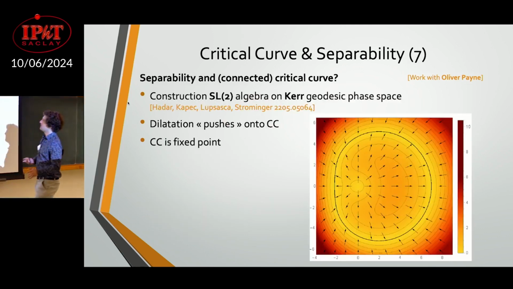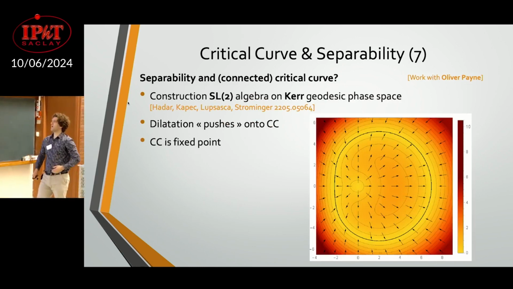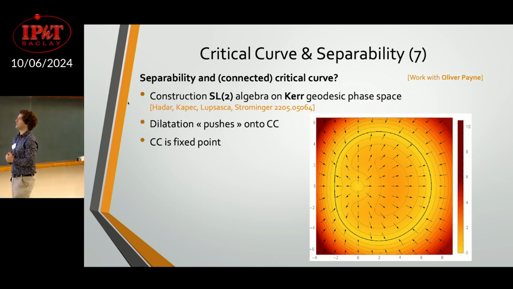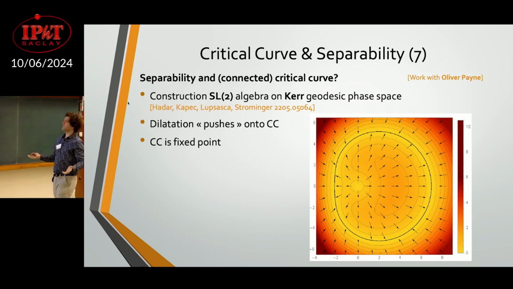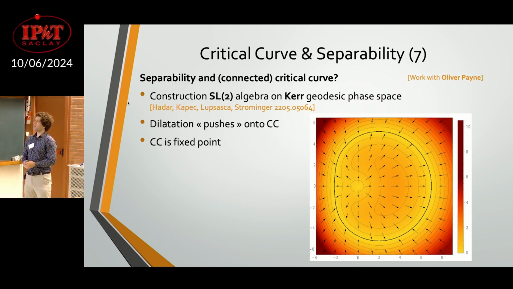Okay, I'm almost done. I have two more slides, and then I'm done. Don't worry. That was the idea about, if I have a separable metric, what's the most general kind of critical curve that I can generate? And now I want to give a few ideas about what happens if I don't have separability. Can I break the fact that this is a connected critical curve or not? We're also working on this.